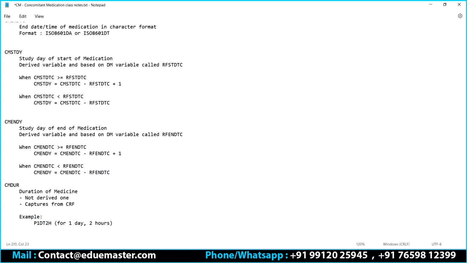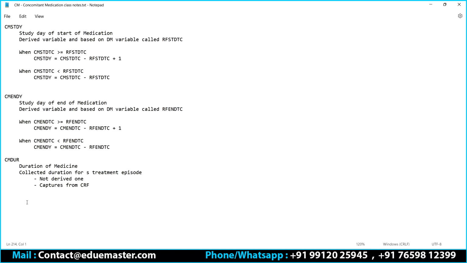So make sure it is going to be the collected duration for a treatment episode. You can also call this the collected duration for a treatment episode. Right? It is not a derived one. We simply take this particular one from your CRF as it is. Okay, so that is CM duration.